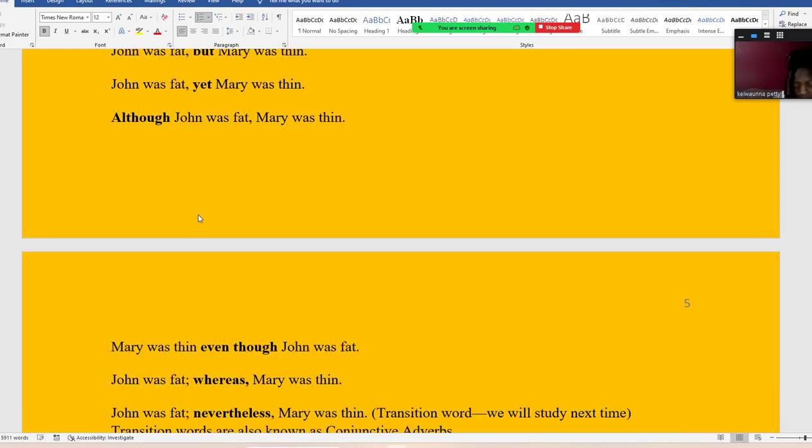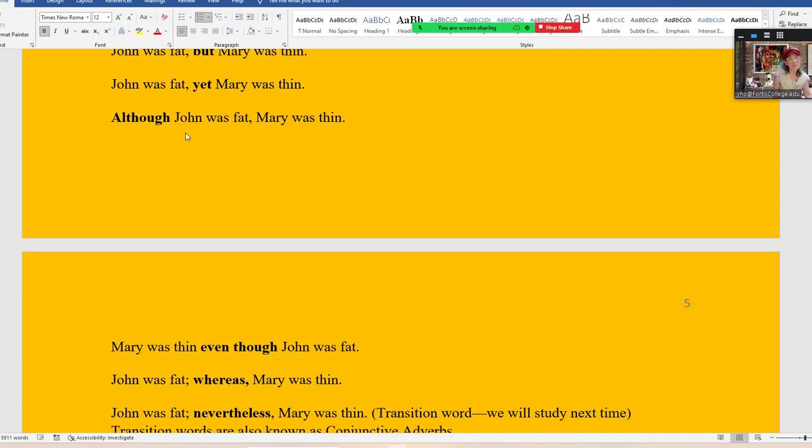Although John was fat, Mary was thin. Is that a compound sentence or a complex sentence? Complex. Complex sentence, yes. Because in a complex sentence, you have a dependent clause, and the word although is a subordinating conjunction that renders John was fat, an independent clause, into a dependent clause. So once you stick that subordinating conjunction to that sentence, you make it into a sentence fragment, and then you need another independent clause to finish the sentence or finish the thought. So when you have a dependent clause plus an independent clause, that's equal to a complex sentence.